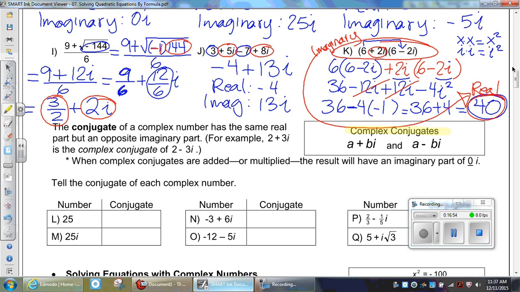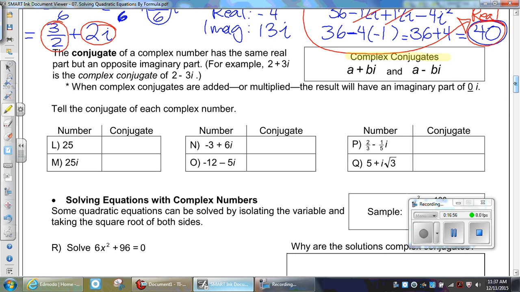So complex conjugates, I hope you're highlighting where I'm highlighting, okay? Complex conjugates are imaginary numbers where they have the same real part, but they have opposite imaginary parts. Those are the conjugate of a complex number. So we have here an example, positive 2 plus 3i, and the conjugate is 2 minus 3i. So you only change the imaginary part to its opposite.